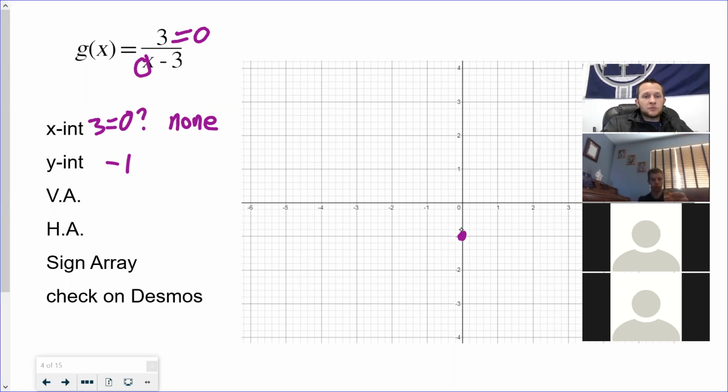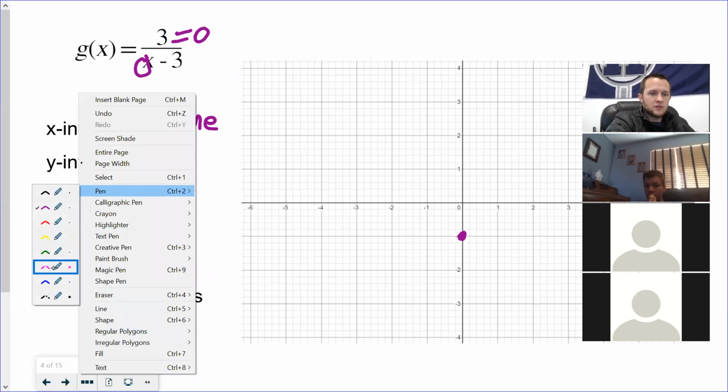Now the vertical asymptote is what would make the denominator become 0, which is 3. So at the line x equals 3, I'm going to have a vertical asymptote.